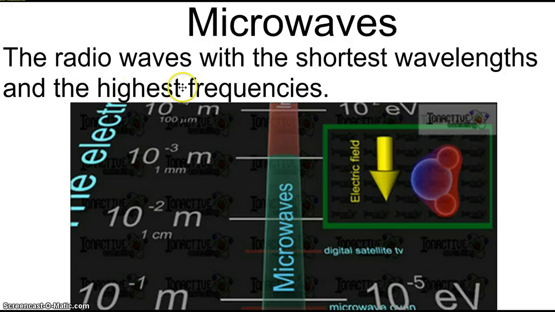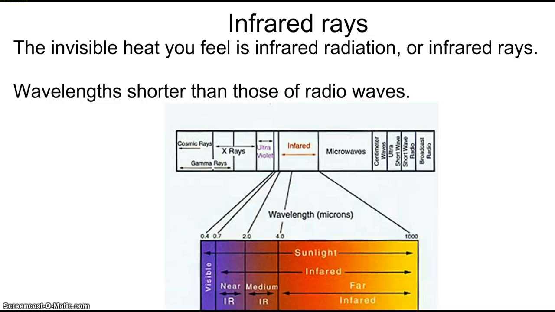Microwaves are the radio waves with the shortest wavelength and the highest frequency. So radio waves are also used in microwaves. There are some of these radio waves that cross over into the microwave band. Infrared rays are the visible heat that you feel in infrared radiation. You can find infrared rays in sunlight, but you also might find them in food warmers or ovens or whatever. Anything that has heat is going to be an infrared ray. So heat is the key ingredient there for infrared.